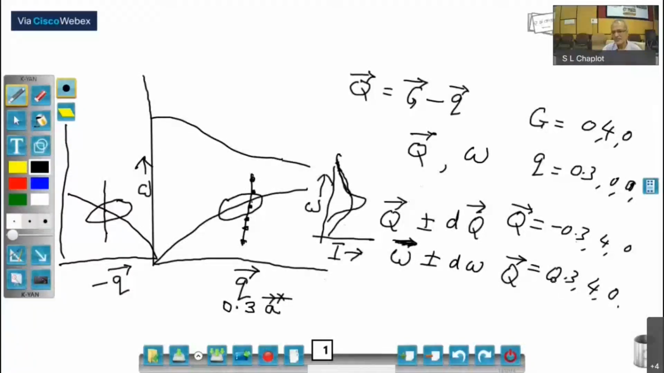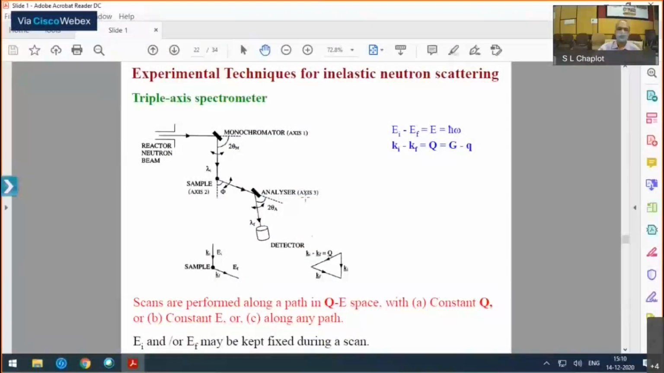Okay, so this resolution function depends on many of the instrument parameters. For example, what kind of monochromator crystal you have, or what kind of analyzer crystal you have, what the collimation angles are between the monochromator and sample, and so on. So the resolution function depends on the detailed characteristics of these various components. For example, the mosaic spread of this.